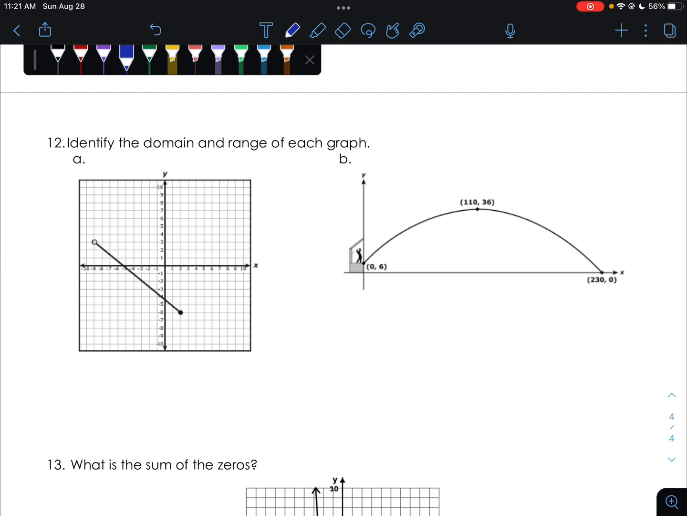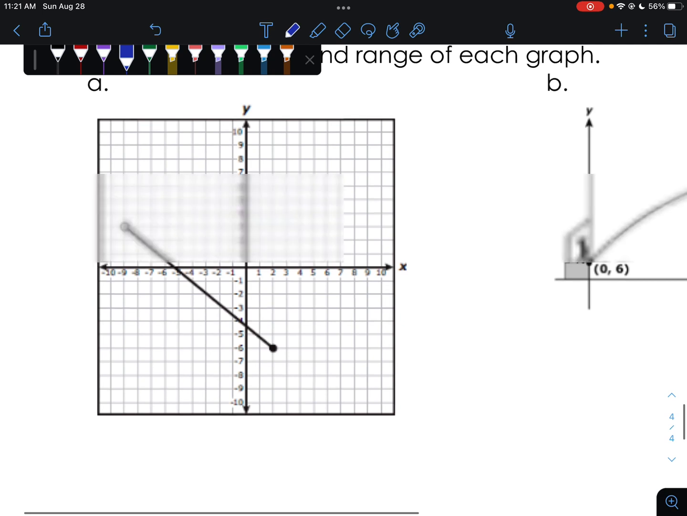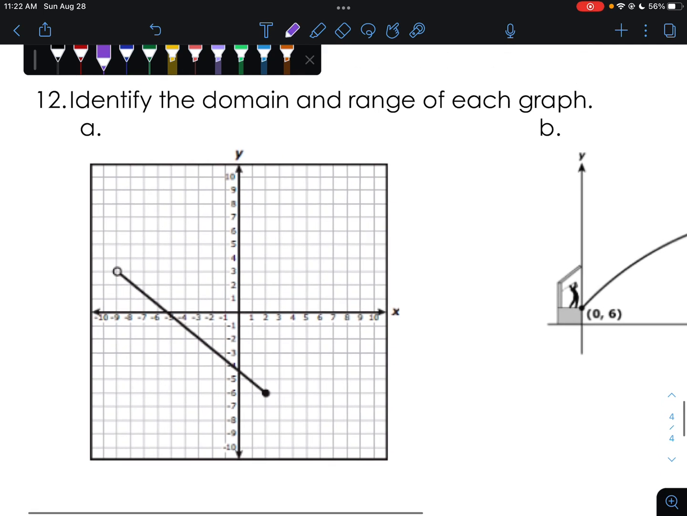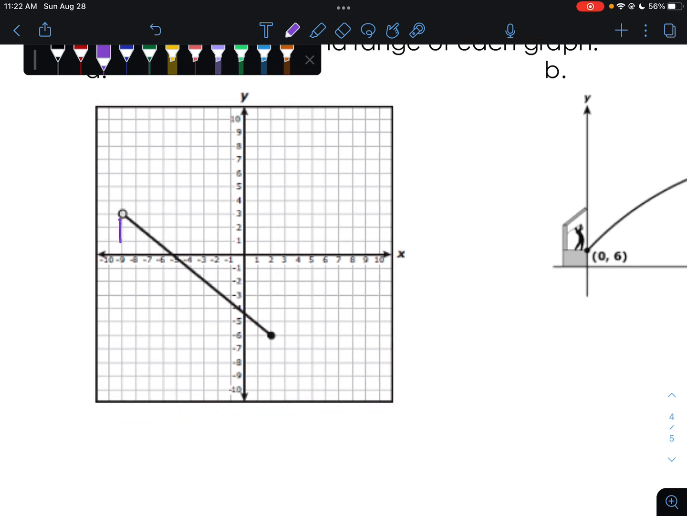Looking at the next one, identify the domain and range of each graph. Okay, so if I'm looking at this graph right here, and I want to do domain again, is my x values. So I look, and it is from -9 to 2. So I have two ways I can write this. How I would write it first would be, I have an open circle, so that's parentheses, -9 to 2. And since it's a closed circle, it gets a bracket.